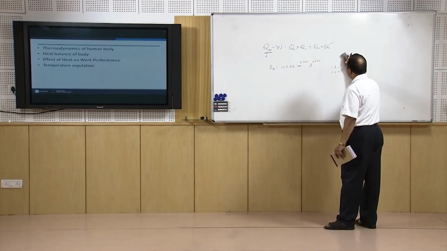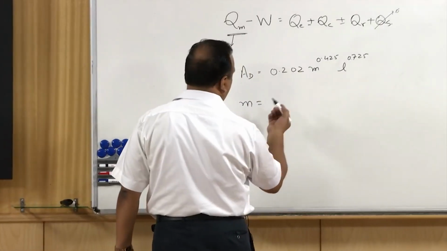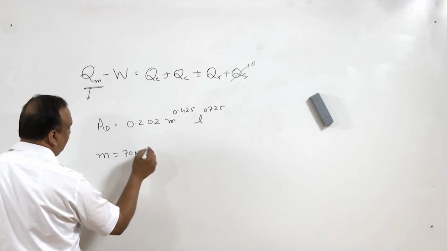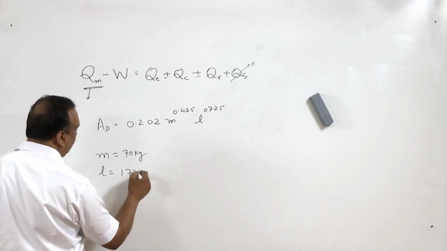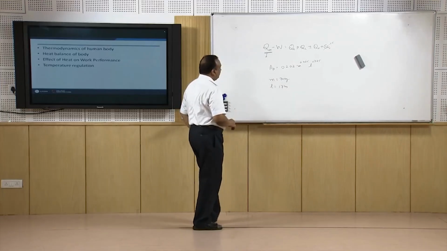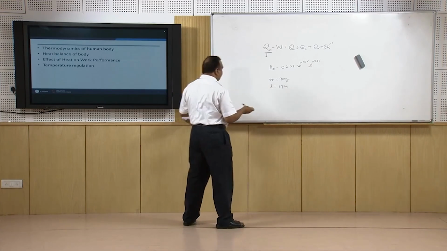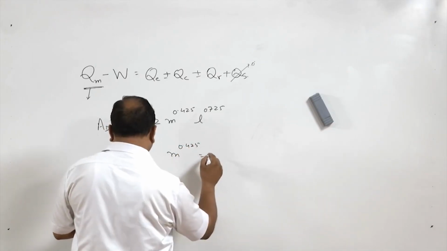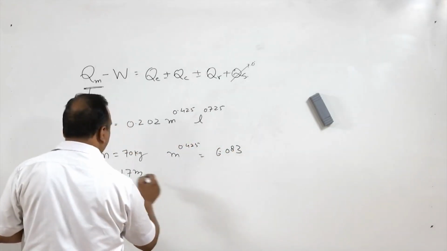So, for yourself also, suppose I take a case of, let us say, mass is 65 kg or 70 kg, height is 1.7 meter. Let us see what is the body surface area of an individual. That is 70 raised to power 0.425, m raised to power 0.425, will give 6.083, and L is 1.7.